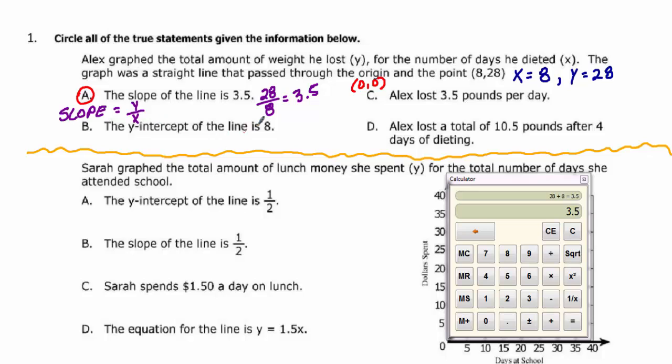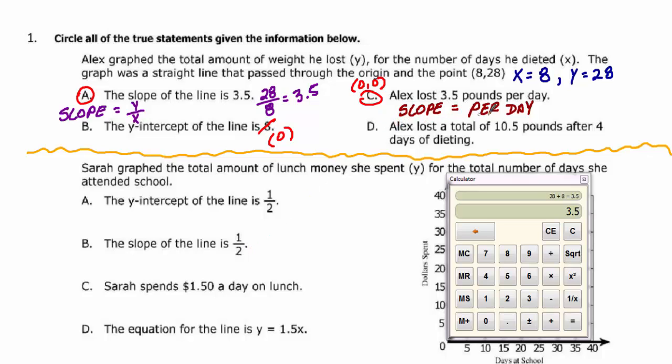Part B, the y-intercept of the line is 8. That is false. The y-intercept of the line is 0. We said that. It goes through the origin, 0, 0. Letter C, Alex lost 3.5 pounds per day. That's a true statement. Remember, the slope is equal to per day. Slope is always how much happens in 1 unit of x.